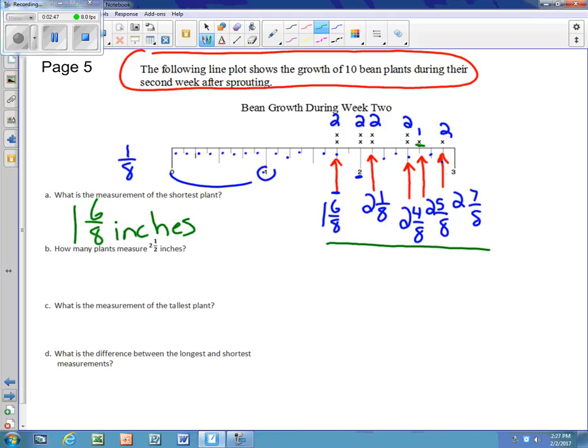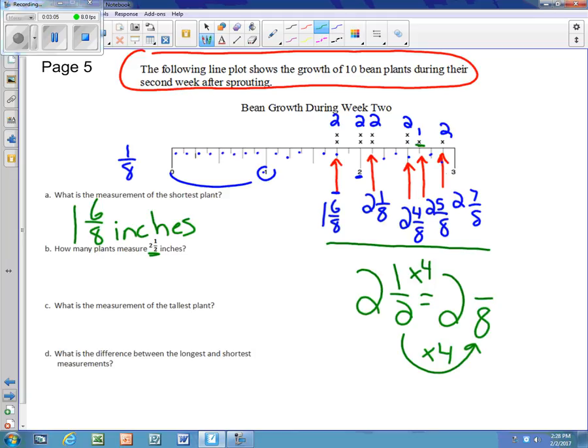Next, it asks me how many plants measure 2.5. Well, I did everything in eighths, so I'm not sure what 2.5 is in eighths. So I'm going to take my 2.5 and I want to turn it into 2 and something out of 8. So this goes back to module 3. 2 times what is 8? It was times 4. So when I do times 4 here, I would end up with 4. So this is really talking about 2 and 4/8. So how many plants measure 2 and 4/8? That's this point right here. And the number right above is 2. So the answer would be 2 plants.